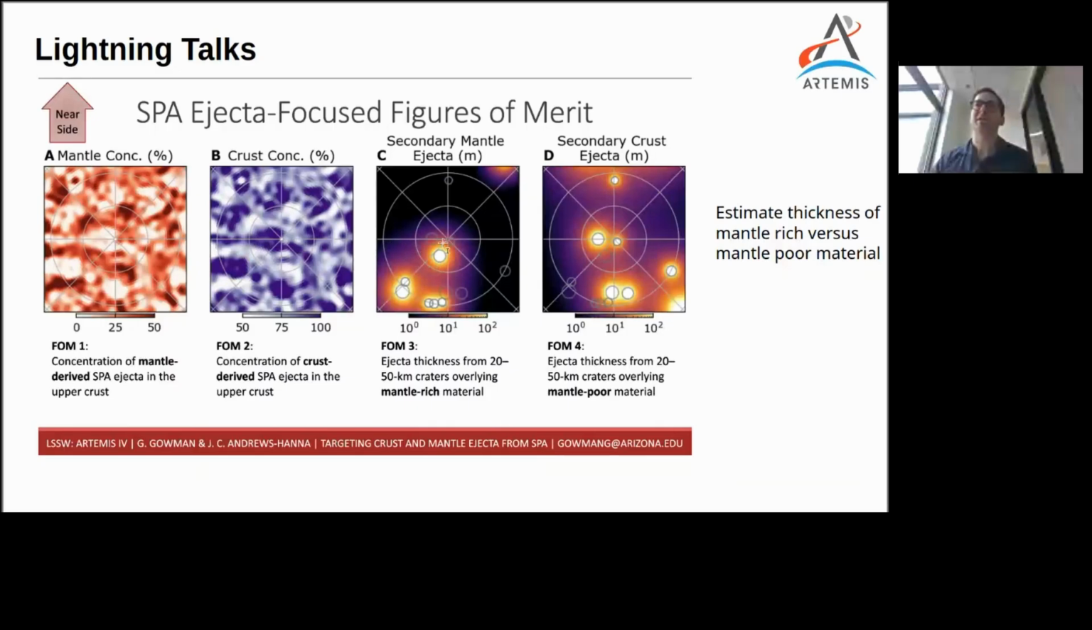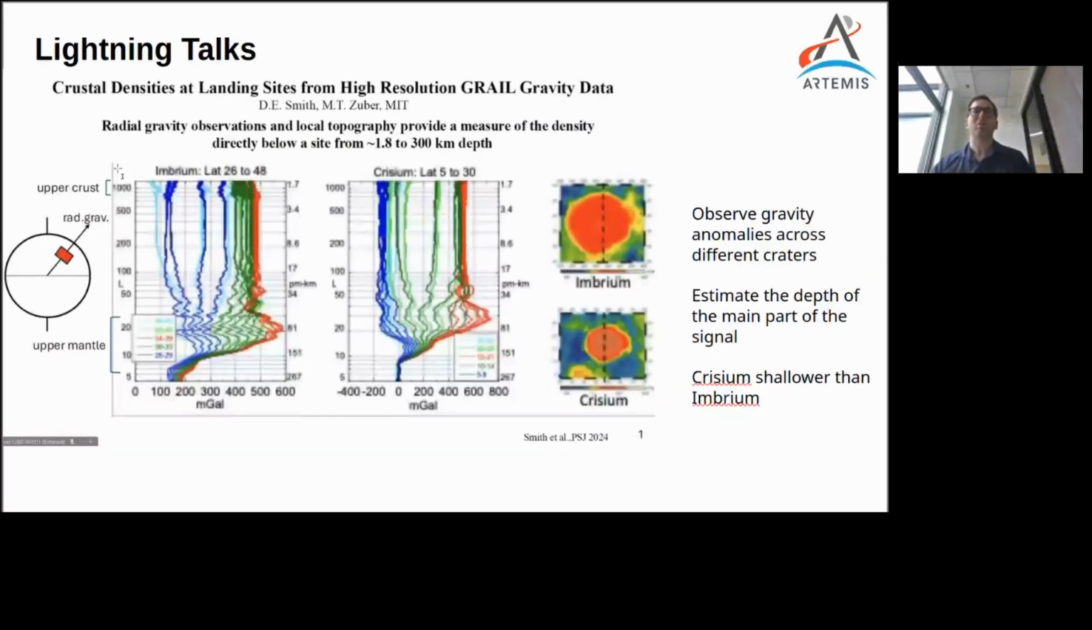So looking at the ejecta of craters that have impacted regions of high density material could also give a mechanism to access this potential mantle material at the surface. The next lightning talk was by Dave Smith, looking at crustal density.